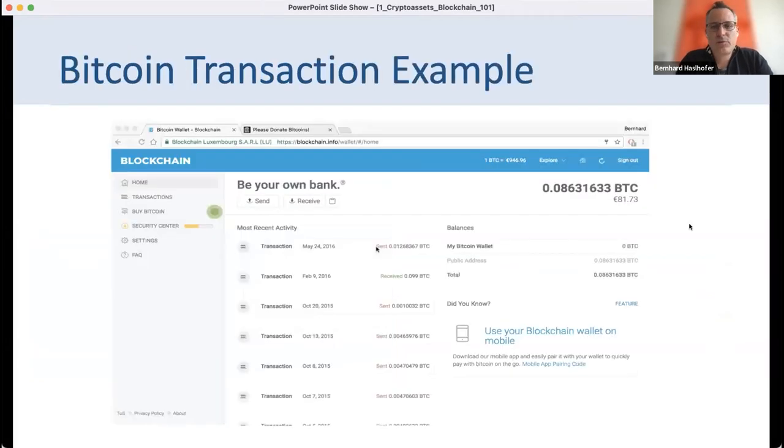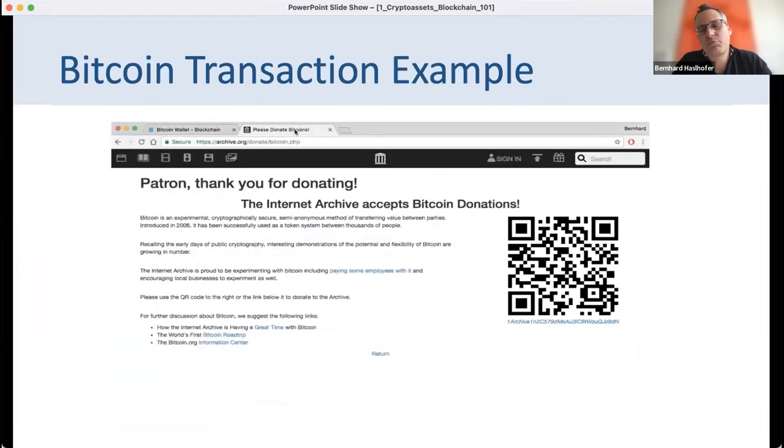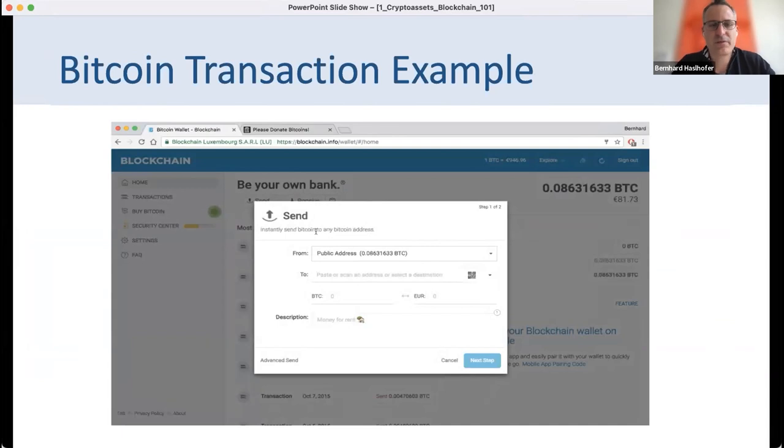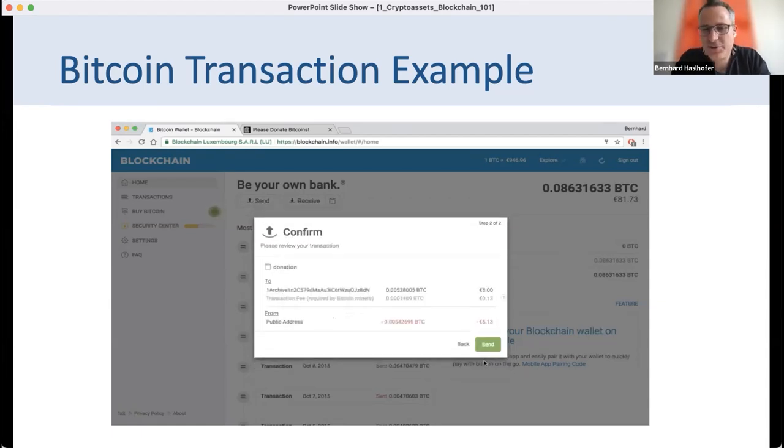Okay, so let's move on and let's start with a very basic example. And this basic example is, I would like to make a donation to the Internet Archive in San Francisco. The Internet Archive is a nonprofit organization and I really like their work. I'm based in Europe and I want to send €5 as a donation to the Internet Archive. And I want to do this with Bitcoin because the banking fees are too high for doing this in the standard banking system. And for the moment, we just forget that there are systems like PayPal and other similar solutions.